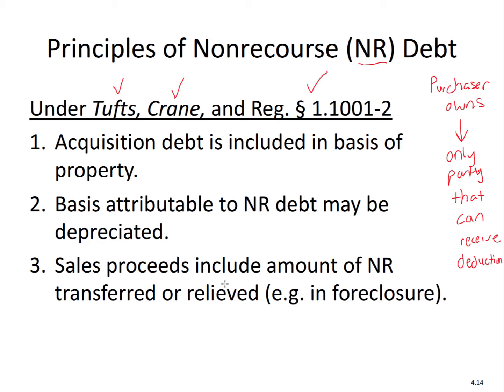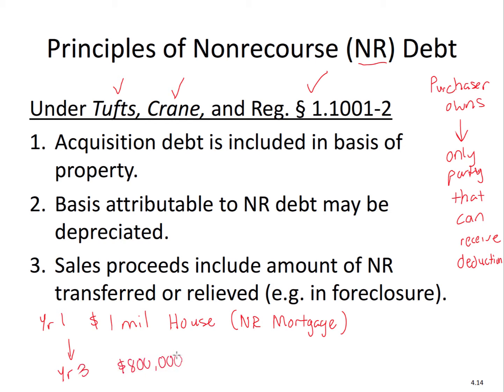So the idea is that in the example we talked about, let me put the facts of our example. We bought a house for $1 million, and that was the value of the house. So a $1 million house, and it was a non-recourse mortgage or liability. Let's say 3 years later, the market tanks. We'll say this is in year 1. In year 3, the house is now worth $800,000, and the mortgage is still $1 million. So $800,000 fair market value, and the mortgage is still $1 million.